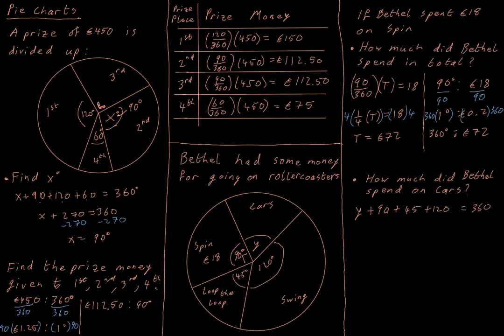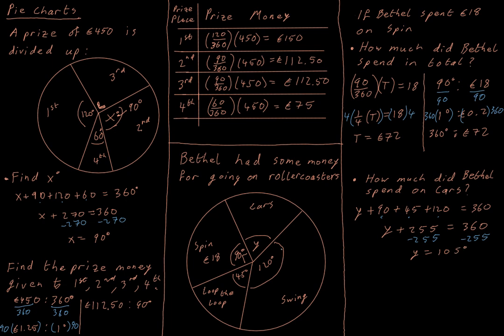360. Add up my like terms. I get y plus 255, I should say, is equal to 360. Subtract 255 from both sides. And y, my angle for my cars, is equal to 105 degrees.